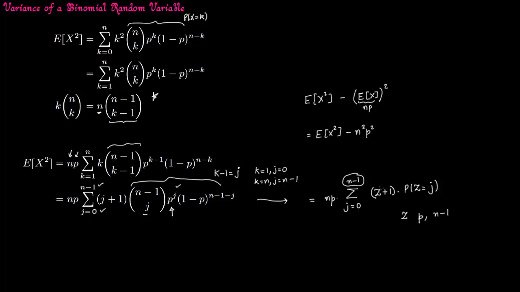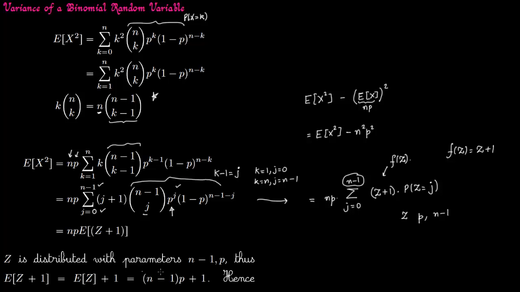But the random variable is z plus 1. So this is basically a function of z. So you could write it as f of z, where f of z is z plus 1, and this is probability that z is equal to j. So this now becomes expectation of z plus 1, and z is distributed with parameters n minus 1 and p.